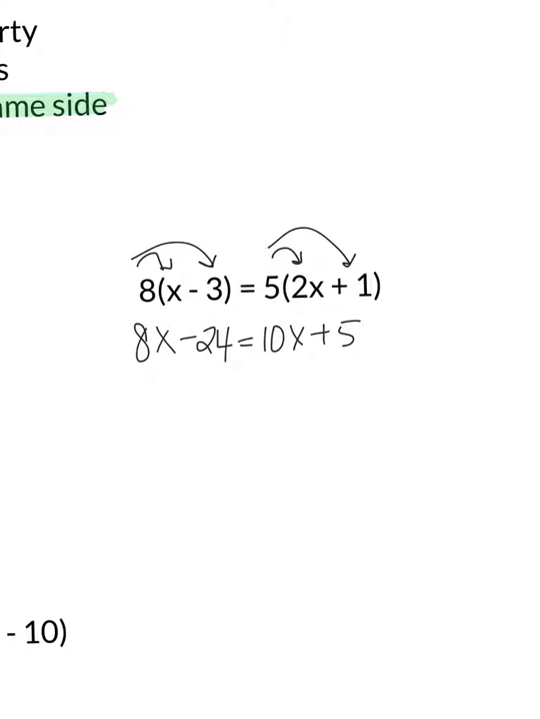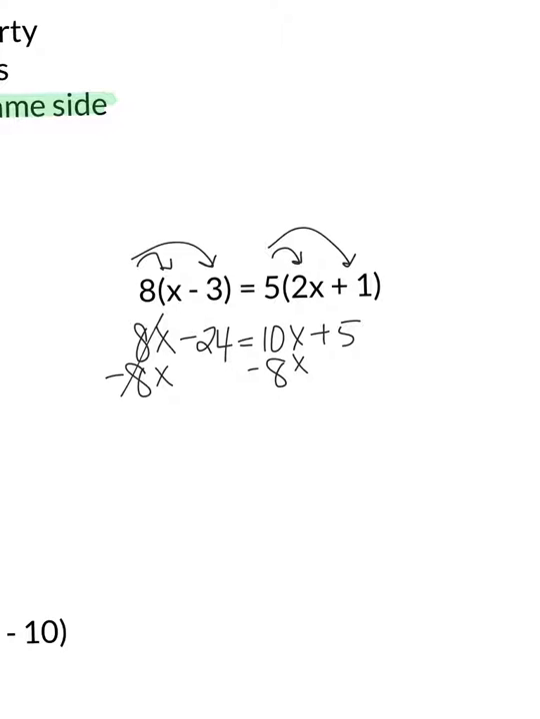So step 1, distributive property. Step 2, look at same sides of equal signs. Can I combine any like terms? In this one, no, there are none on the same side of your equal signs. So step 3, get your variables on the same side. So I like to keep it positive. So I'm looking at 8x and 10x. So I'm going to subtract 8x from both sides. So minus 8x, minus 8x. So that's gone. 8x minus 8x is 0.